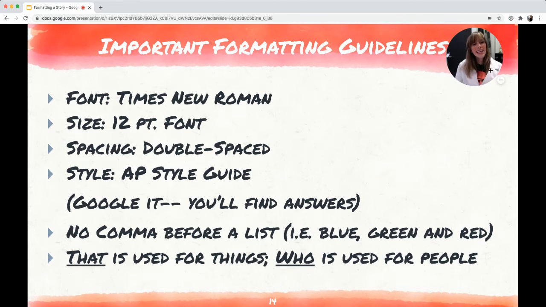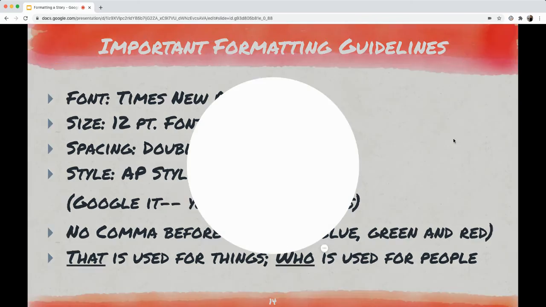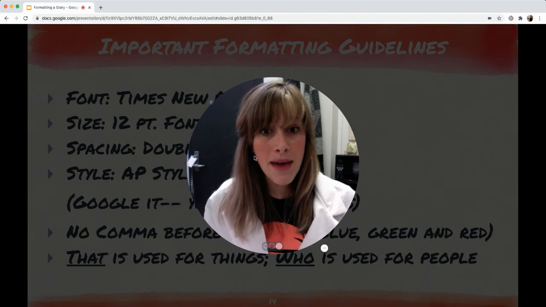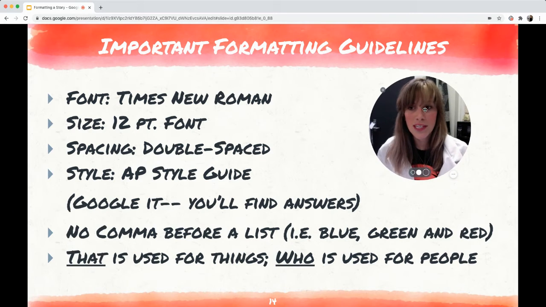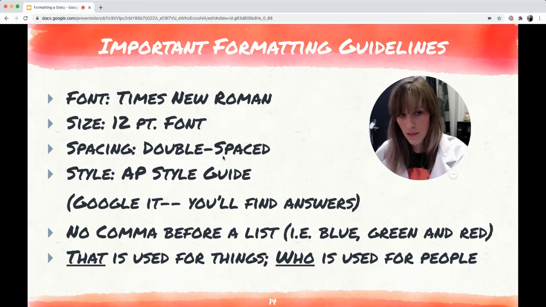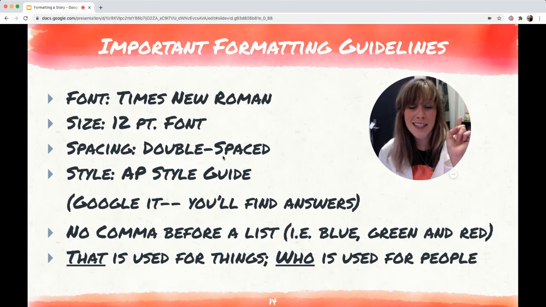Okay, formatting guidelines. Guess what? Oh, my picture is going to be massive. Oh, it doesn't let me move it if it's massive. Okay, I want it to come over here so that way you can see me. Check it out. You are going to use Times New Roman font. You know that font. You're going to use 12-point font. You know that. You're going to use spacing that is double spaced. Heck yes, you know how to do that.